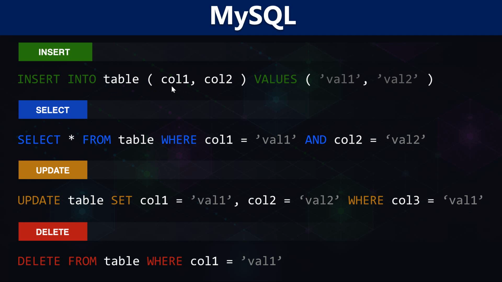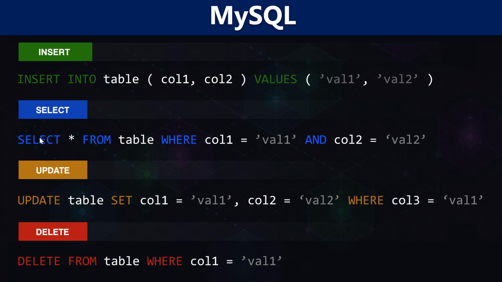Inside the round brackets, we have columns separated by commas. Then we have a keyword called VALUES, and inside the round brackets we have values separated by commas. And make sure to always enclose your values in single quotes when writing that code in PHP. So value 1 is going to go inside column 1, and value 2 is going to go inside column 2, and you can have as many columns and values as you want.